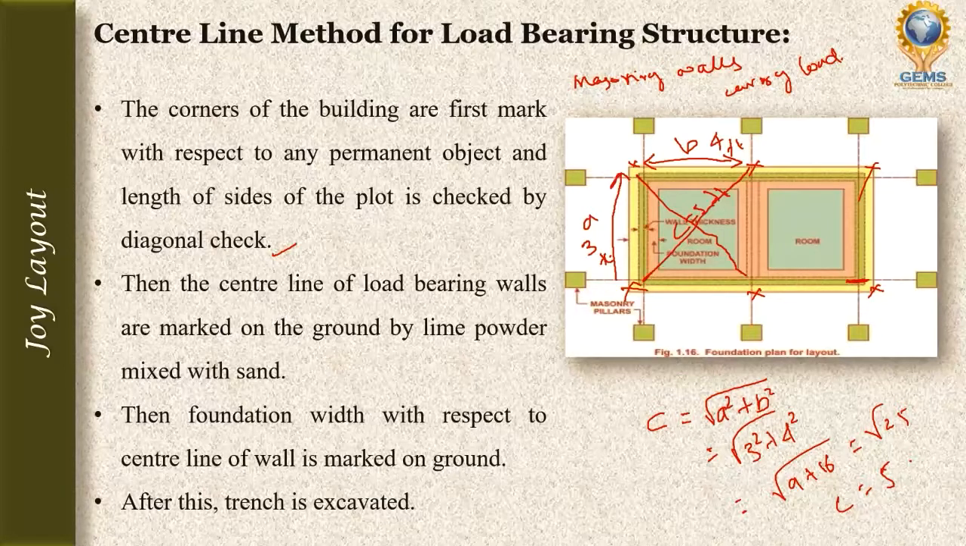From the center line, we can give the foundation width for the two sides. That means if your foundation trench is 200 mm, from the center line we have to give 100 mm on one side and 100 mm on the other side. The marking is done for the foundation trench. Then we can excavate the trench for the foundation. So this is how we do the center line method for the load bearing structure.